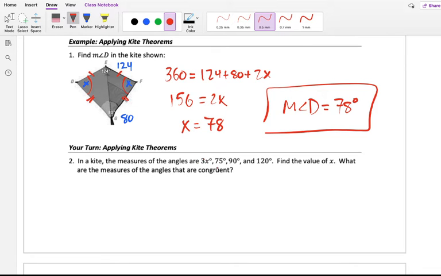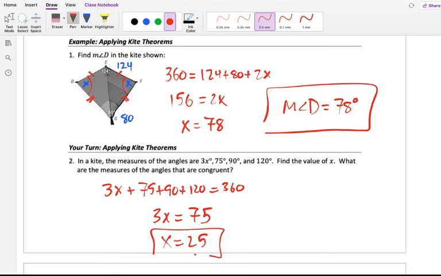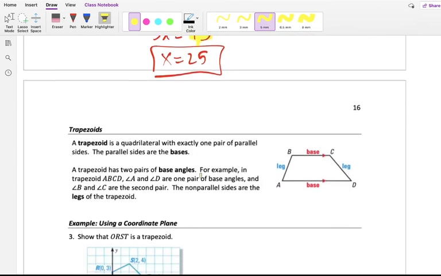So basically this 3x is going to either equal 75, 90, or 120. So we do the same exact thing, 3x plus 75 plus 90 plus 120 has to add to 360. When we subtract all those things over, we're going to get that 3x equals 75, so x equals 25. And then because 3x equals 75, those are the angles that are congruent. So there we go, done. Easy peasy, lemon squeezy.